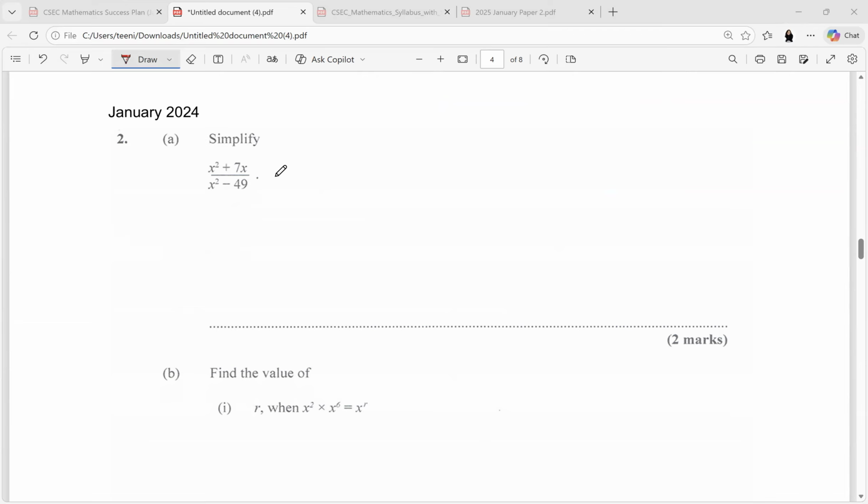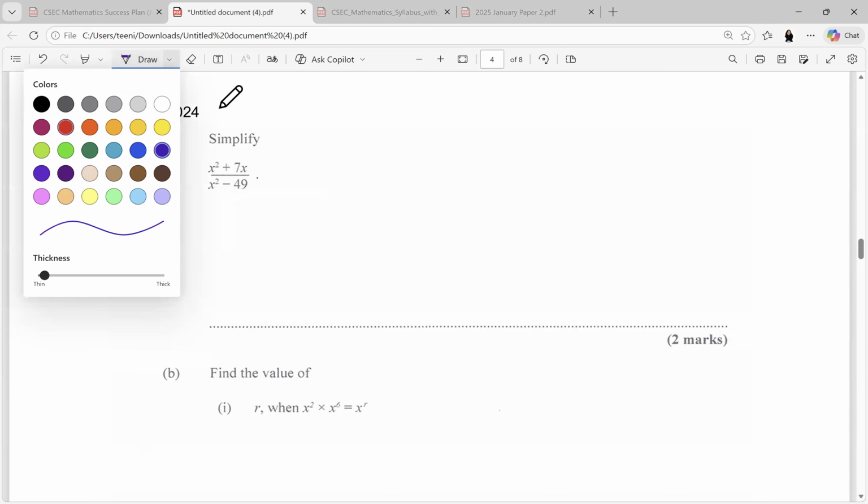Whenever you have a question like this, where you have a binomial, an expression that has 2 terms in the numerator and denominator, you should check to see if you can factorize the numerator and factorize the denominator. So somebody tell me, can I factorize x squared plus 7x? Yes. How would I do it?